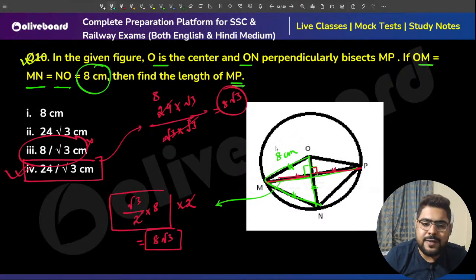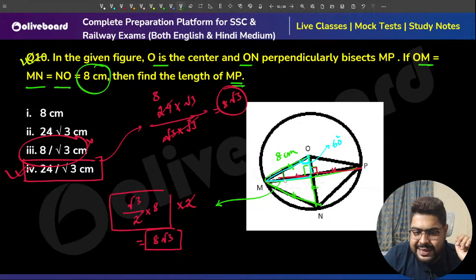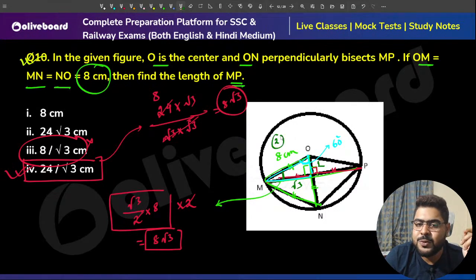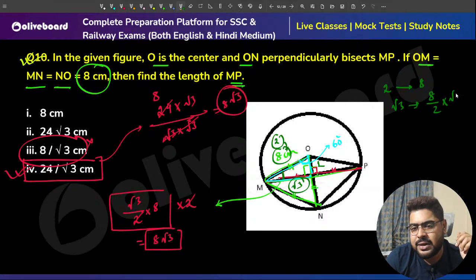Another way to solve, you take only this triangle. This is equilateral, so this is 60 degrees. Now if this is 60 degrees, then this is 30 degrees. Opposite 60 degrees is root 3, opposite 30 degrees is 1, and opposite 90 degrees is 2. So 2 unit value is 8 centimeters, root 3 unit will be 8 by 2 into root 3. And this is only half of this, so into 2 you do this. Here also you are getting 8 root 3 centimeters.